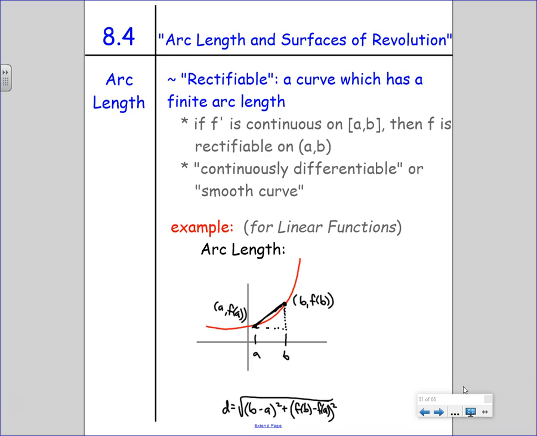Two things. Arc length, that's the first endeavor, endeavor 8. And then surfaces of revolution, endeavor 9. We're going to be able to use integration to find the surface area of any shape, not just the ones that we've learned from geometry.